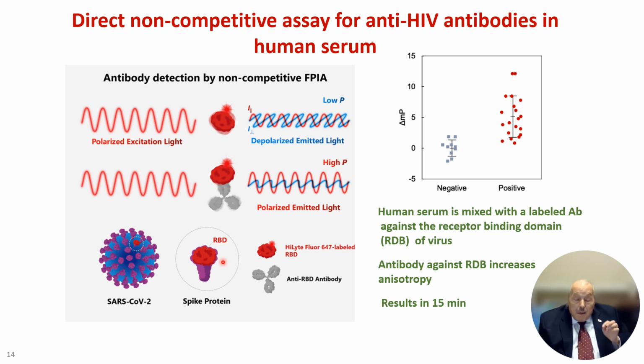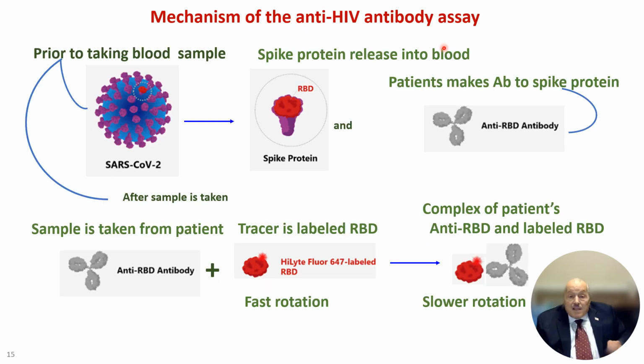Receptor domain. This figure I found extremely confusing. I looked at it many times and I decided to remake it for easier understanding. So here's how that assay is actually performed. An individual becomes sick because of COVID virus, and spike proteins are released into the blood. So there's the antigen you're going to be looking for.